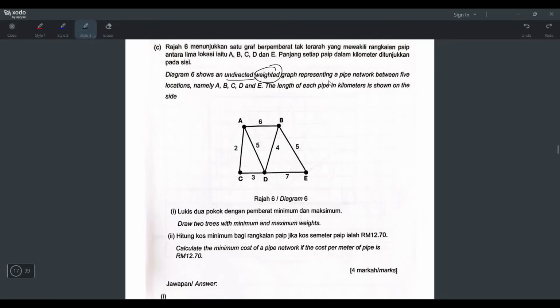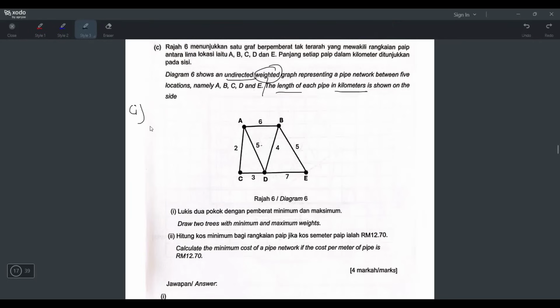Okay, so weighted graph representing a pipe network between 5 locations, namely A, B, C, D, E. So A, B, C, D, E is the vertex. The length of each pipe in kilometers is shown on the side. So now we know what all this number represents. So this is weighted graph. That means there will be a value assigned to each edge. And the number represents length of pipe in kilometers. So all of this is in km and is the length of the pipe.